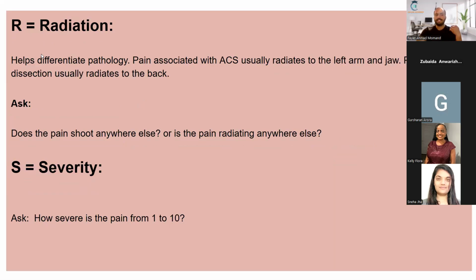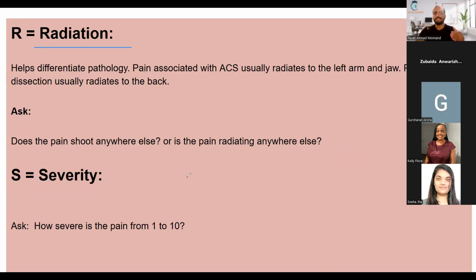Radiation of pain. Is the pain shooting anywhere else? Ask the patient, does the pain shoot anywhere else? Or you can say, is the pain radiating or going anywhere else? Most patients would respond to this. If you use radiating, some patients may not understand it, so it's better to say, is your pain shooting anywhere else? They would say, yeah, it's going all the way to my left arm or to my jaw. That means the patient likely has acute coronary syndrome, because chest pain with acute coronary syndrome usually radiates to the left arm and jaw. Aortic dissection pain goes to the back.